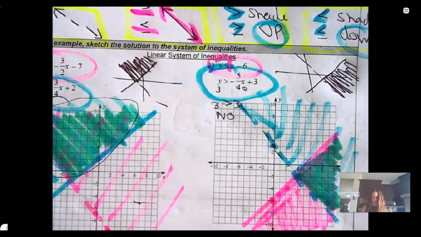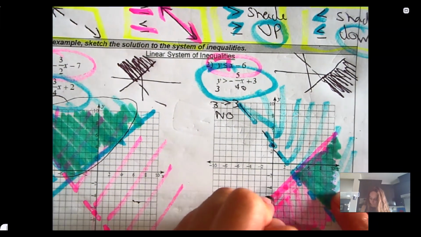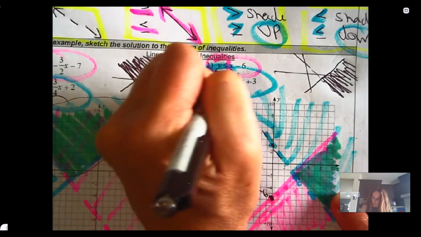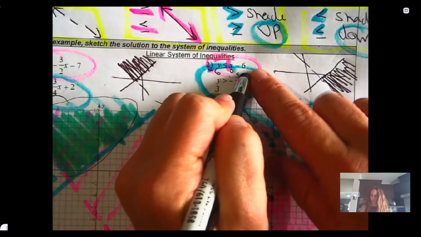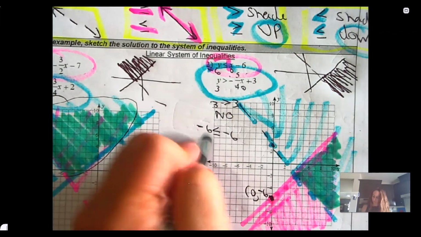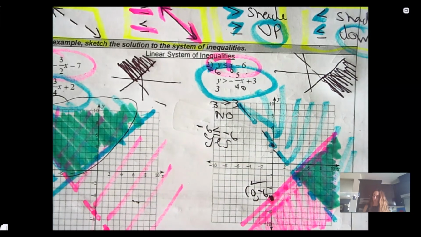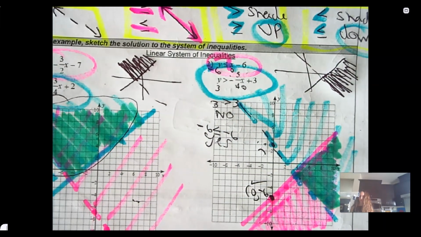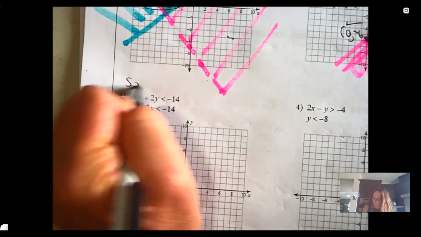Here's the pink. If I picked this point, 0, -6, and I went 0, -6. 0 minus 6 is -6. Is -6 less than or equal to -6? Yes. So this point is a solution. This point is not a solution. Okay? Let's go here. If I was to graph these two, I have to solve for y.